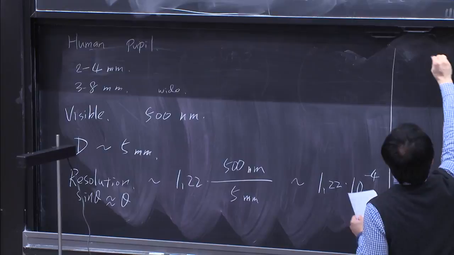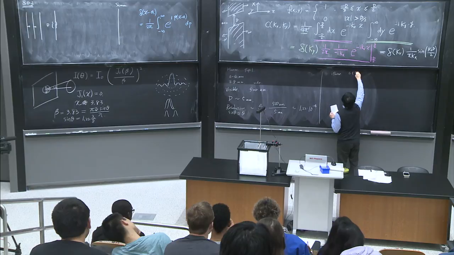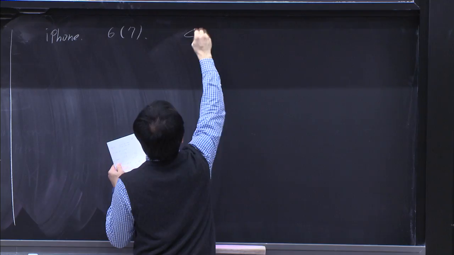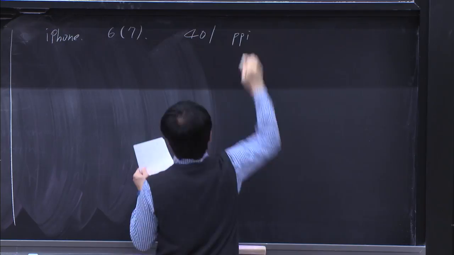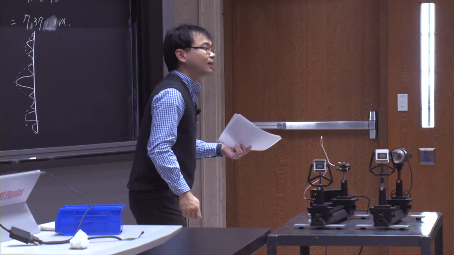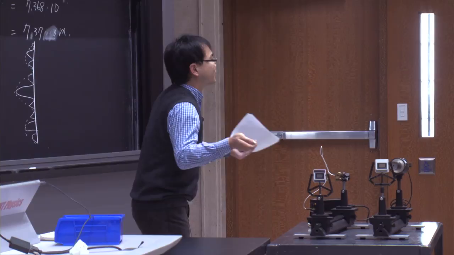I have an iPhone 6 or 7, whatever you have. Basically, it's 401 ppi, right? 401 ppi is, what is that? Pixel per inch, right? All right.